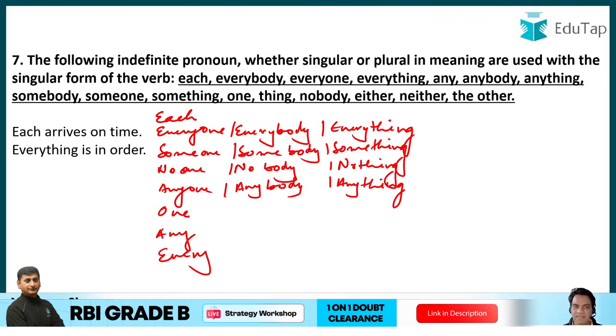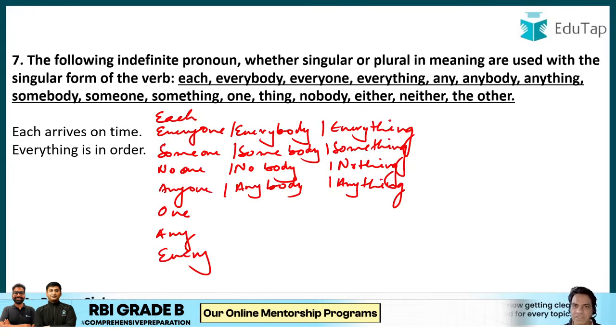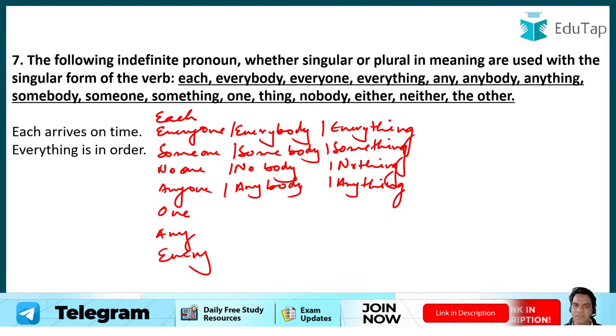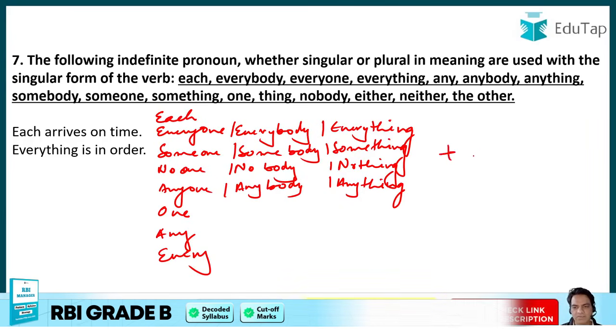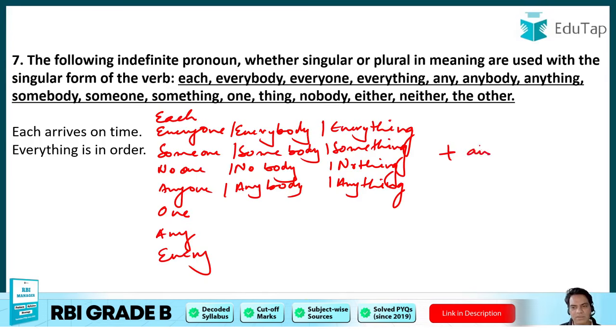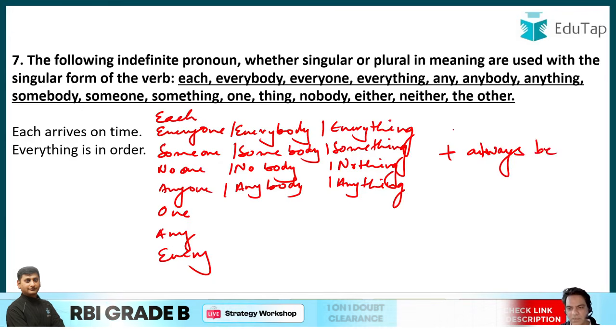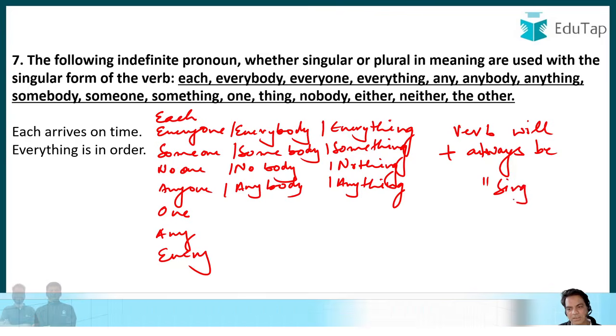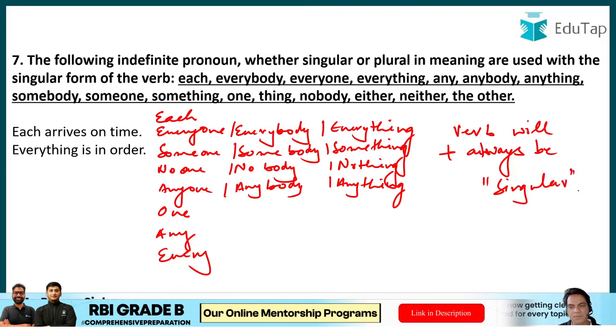Now the rule is, if any of these words is at the beginning of a sentence, please remember the verb will always be singular. Please, I'm writing it down for you. The verb will always be singular. Verb will always be what? Singular. There is no chance that the verb can be plural at all.